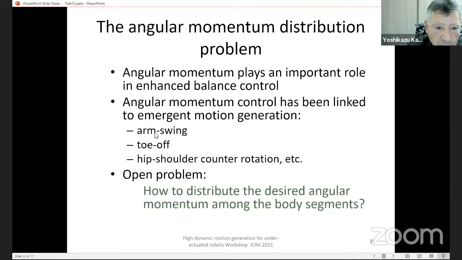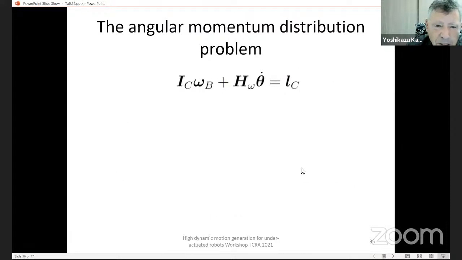It's fairly simple. You can get it, and toe off also, not so difficult. But how to distribute it in more complex motions? So I start again with the angular momentum equation. On the right side, you have the angular momentum. I have rewritten this in terms of centroidal angular momentum.